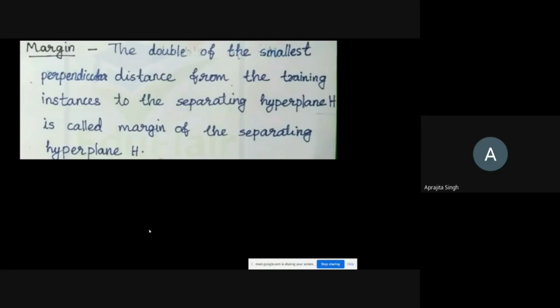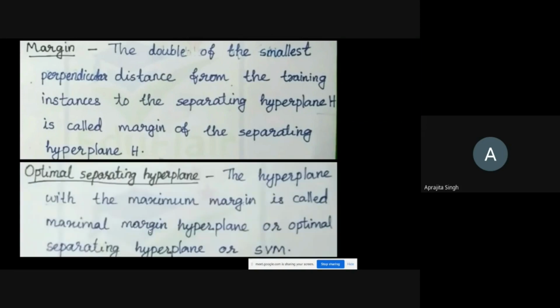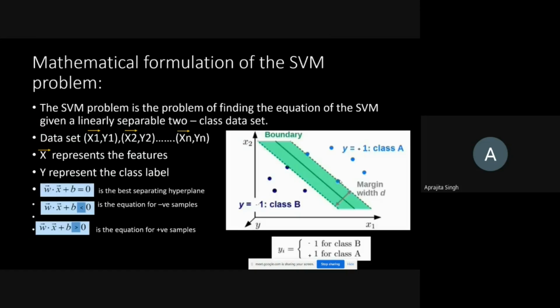So what is the margin? The double of the smallest perpendicular distance from the training instance to the separating plane is called the margin of the separating hyperplane. So this we have already done. What is the optimal separating hyperplane? The hyperplane with the maximum margin is called the maximum margin hyperplane or the optimal separating hyperplane. So we have already talked about it. Support vectors: the points that lie closest to the optimal separating hyperplane are called support vectors.